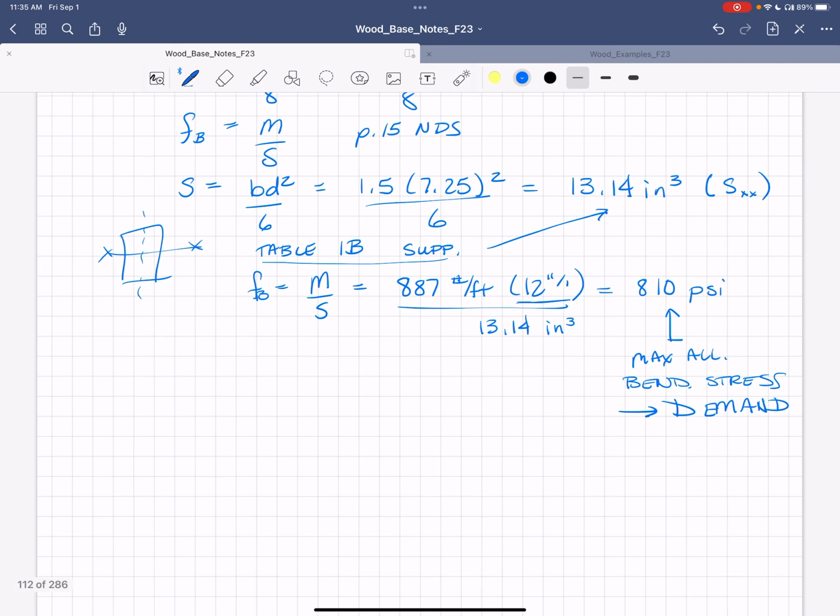Let me move this up so you can see a little better. Okay, so this is the value we were trying to find on the demand side. And let me circle that. So this is for the joists. And I'm going to stop here, and we're going to go do the strength side of the equation, the stress that we can actually take with the adjustments.